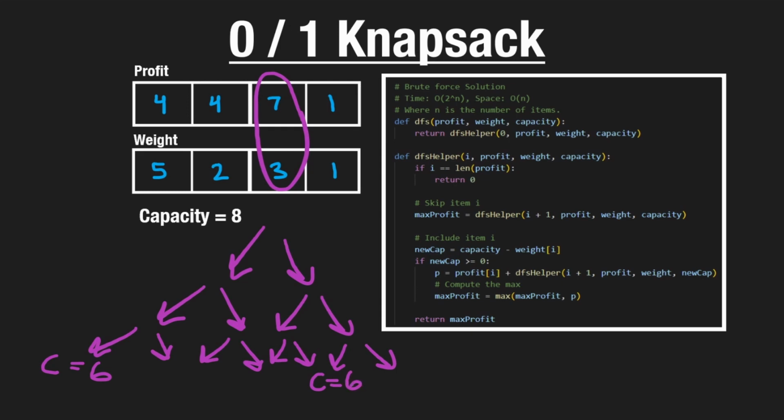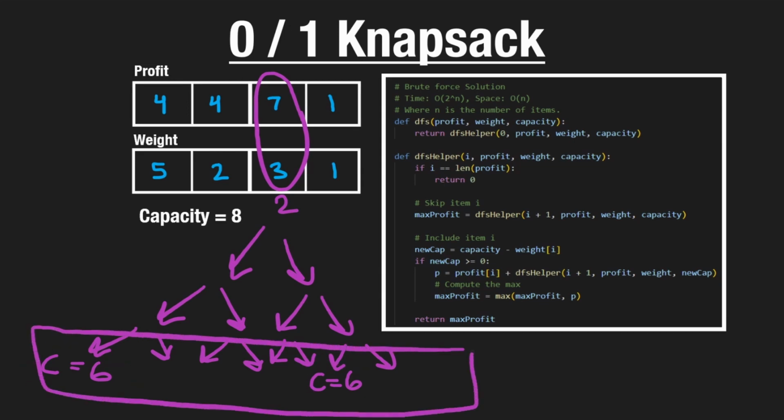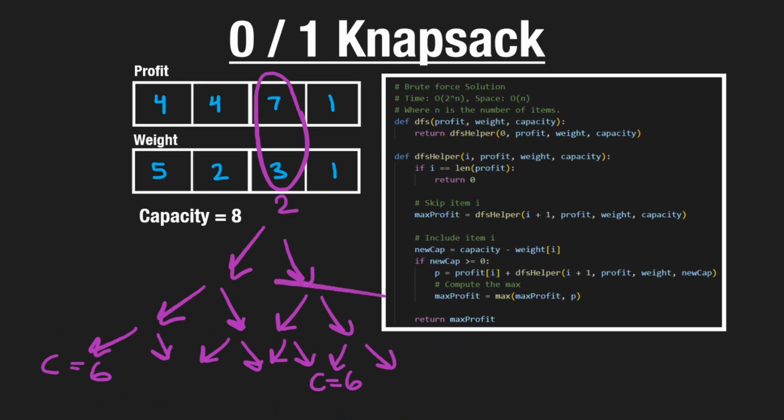So we're at index 2, right? Let's say this is index 2 and our capacity is 6. Our remaining capacity is 6, and we might end up solving that same subproblem multiple times, and we might have a bunch of other duplicate subproblems in our decision tree.